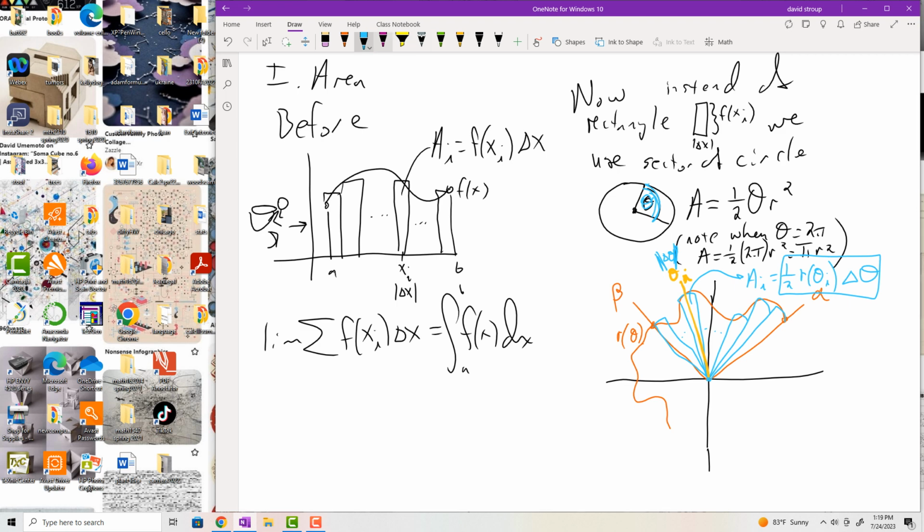Okay, so you're not running around an axis now. Riemann person is going in circles.